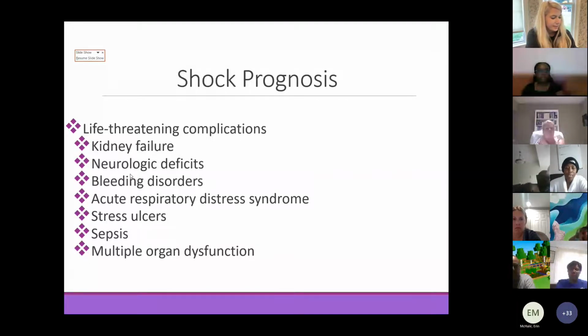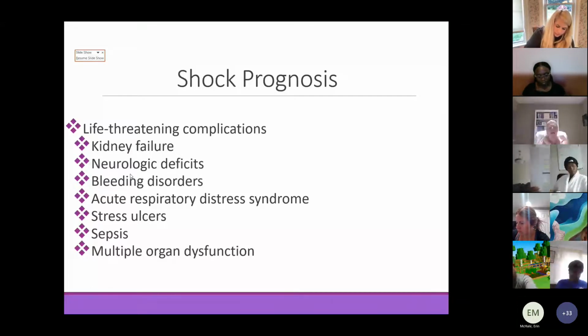All right. So shock prognosis. Obviously, the earlier that we can identify this in our patient, the better the prognosis is. But remember, it accelerates very, very quickly. We worry about these things, which are our life-threatening complications.